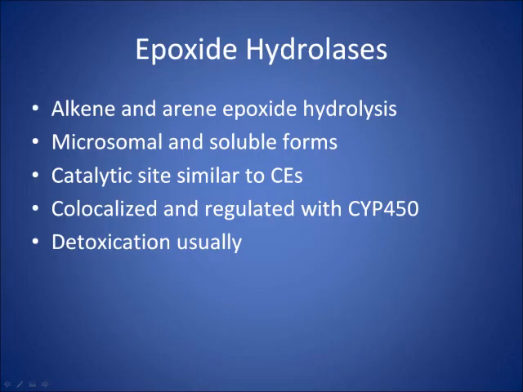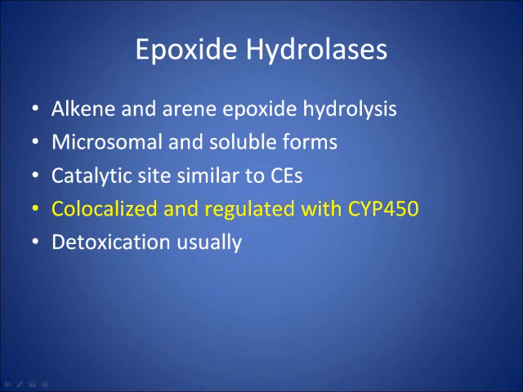Most of the alkene and arene epoxide substrates are generated through the action of cytochrome P450 enzymes that are located in the smooth endoplasmic reticulum. These highly reactive oxidation products may be toxic to the cell unless they are rapidly converted by epoxide hydrolase to the less reactive diol metabolite. This means that there must be a close relationship between the enzymes that produce the epoxides and the enzymes that break down the epoxide. This is accomplished in two ways.